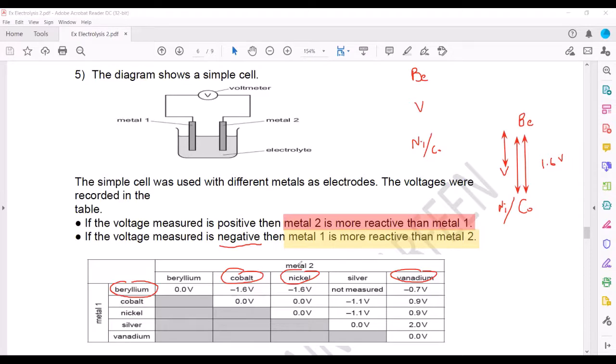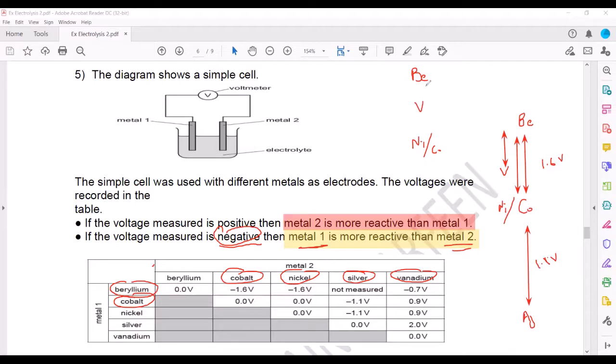So when we use metal 1 and metal 2 and we are getting a negative voltage, according to the question, metal 1 is more reactive than metal 2. And if we use cobalt and silver, metal 1 is cobalt and metal 2 is silver, so we are getting a negative voltage. So what does negative voltage mean? It means that cobalt, or metal 1, is more reactive. So cobalt is more reactive than silver, and the difference in the reactivity is 1.1 volts. Silver is less reactive and cobalt is more.